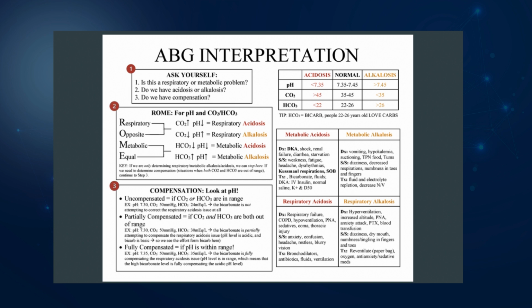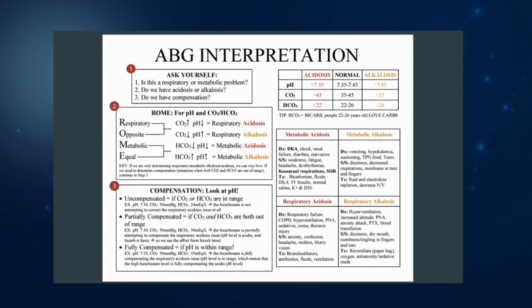In the next slide, I have a big cheat sheet on understanding everything about ABG interpretation. In the corner, we have the normal range of ABG key values: pH, carbon dioxide, and bicarb. And over here, there's this mnemonic one of my professors gave me. It is ROME: respiratory opposite, metabolic equal.